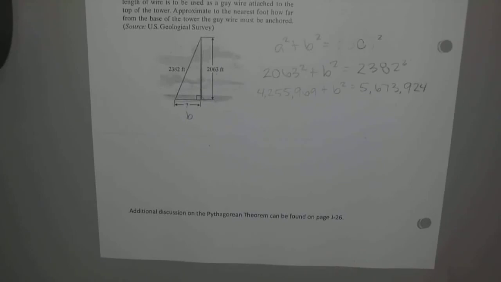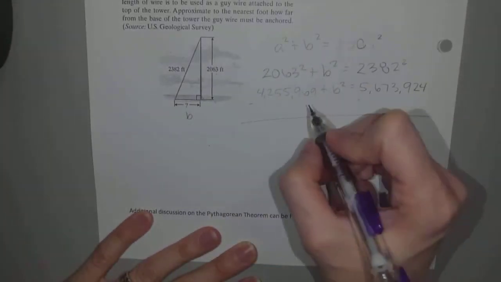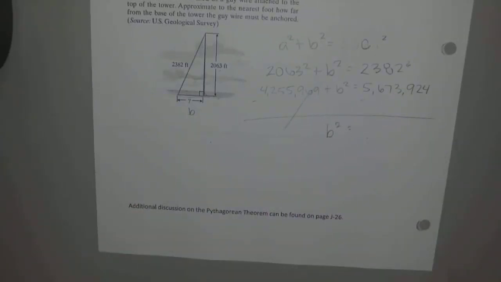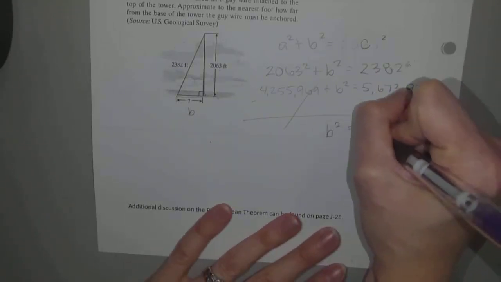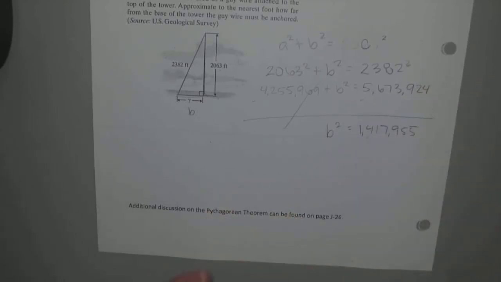It usually works out, though, that by the time we subtract and take the square root, whatever answer we get will be relatively close to the other two. So I'm going to subtract this guy over. I'm not going to actually write him, he's going to cancel. And so I'm going to type in my calculator that 5 million minus the 4 million, and I get, what is that, 1,417,955. At that point, I don't care about B squared, I care about B.